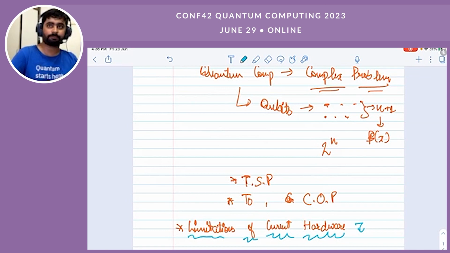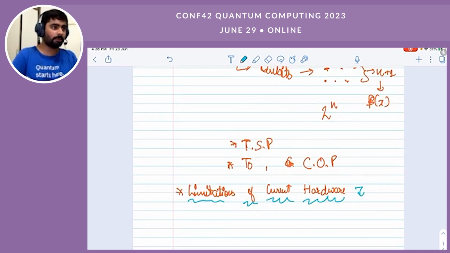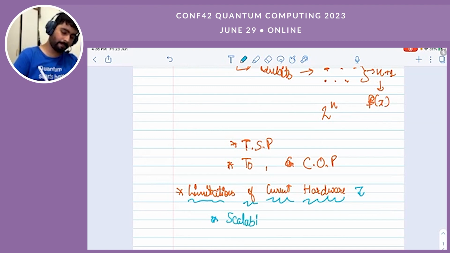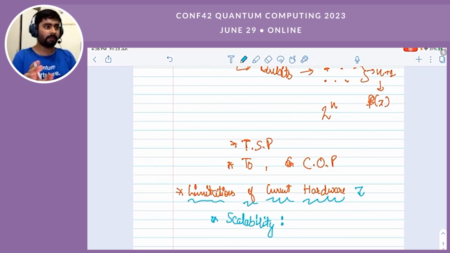See, the very first limitation is scalability. Whenever we are talking about quantum computers, whenever we are talking about solving any kind of problem, the aspect of scalability is one of the most important aspects.